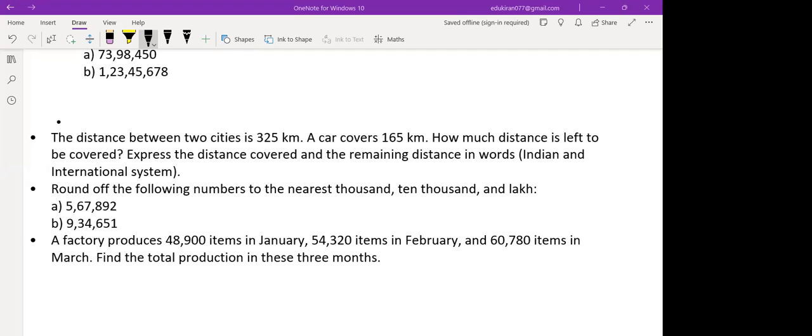You tell me. Ma'am, are we supposed to do it in the word form? Whatever is written, it's 160, right? Yes, the remaining distance. So you just write 160 kilometers, that's it. Okay, ma'am. And here both in Indian and international it will be the same because it is only 100. In case it is a big number, then it would differ. Yes, ma'am.